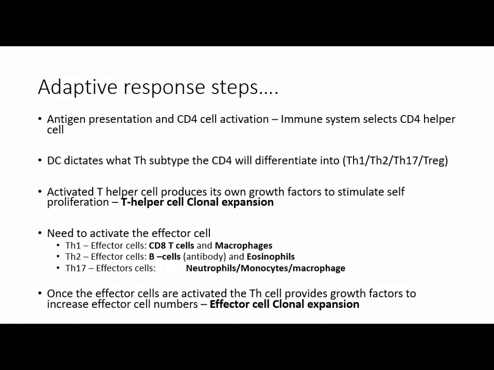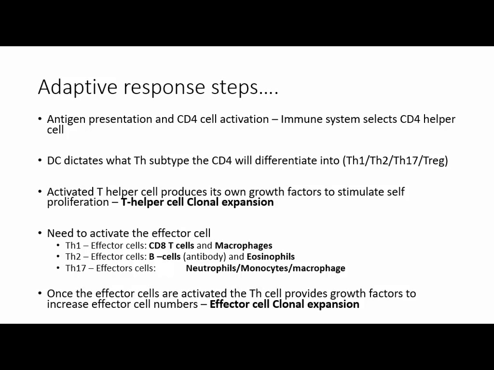And this is the start of the immune response. Okay? Dendritic cell breaks down the antigen, presents it to the CD4 cell, and at that point we decide what type of immune response we're going to have. Okay? Are we going to have a Th1, a Th2, a Th17, or a Treg response?